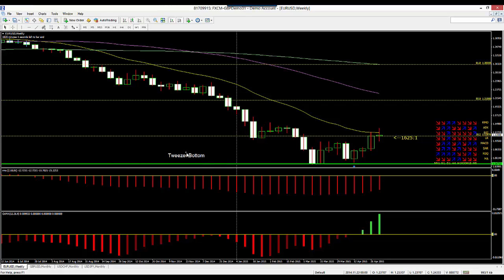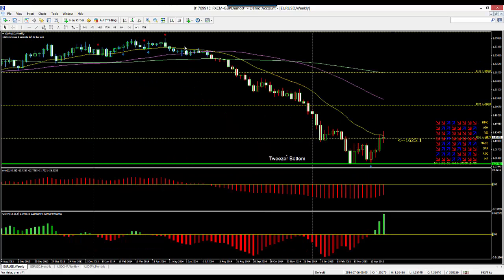The tweezer bottom, which was the monthly tweezer bottom, there again, if you want to use this one over here, is almost a tweezer bottom shape. As such, you can see price action at the close of last week still trading above the 38.2 level, but failing to break and close higher than the 20-period moving average. Now, the 20-period moving average has acted as a major support and resistance level over the years.